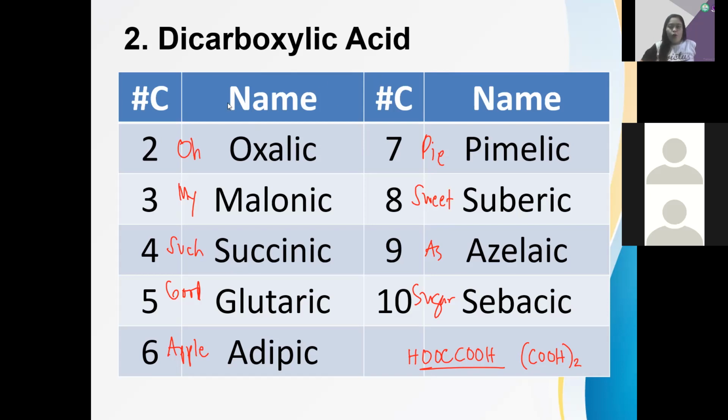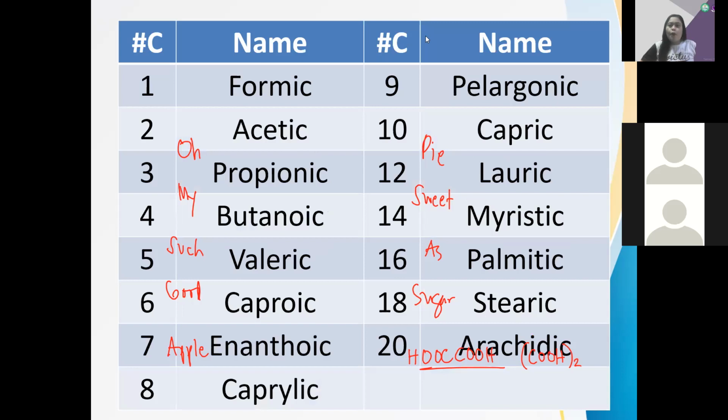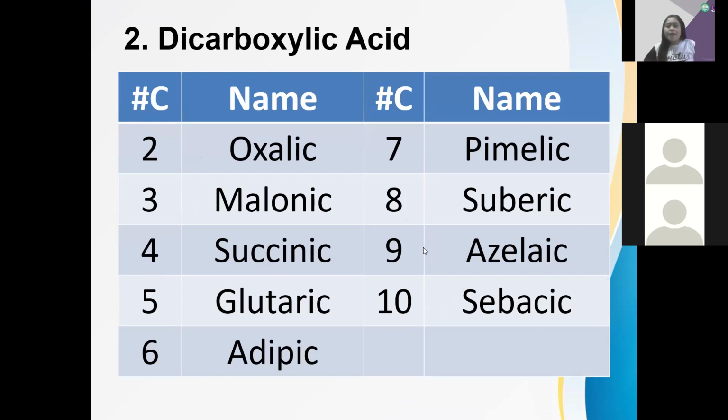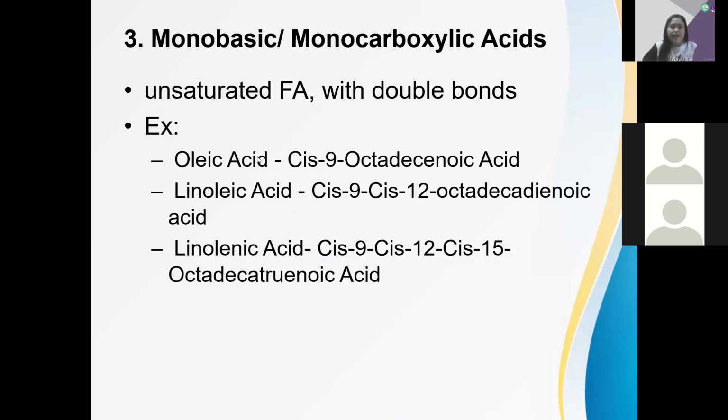Okay? So I hope naintindihan yon. This one is for monocarboxylic acid. Pag mono, isang COOH. And ito naman, this table is for the dicarboxylic acids. Again, merong dalawang COOH. Okay, and then we have monobasic or monocarboxylic acids. These are acids which contain one COOH pa rin, but unsaturated. Bakit unsaturated? They have lesser number of hydrogens because of the presence of the double bonds.